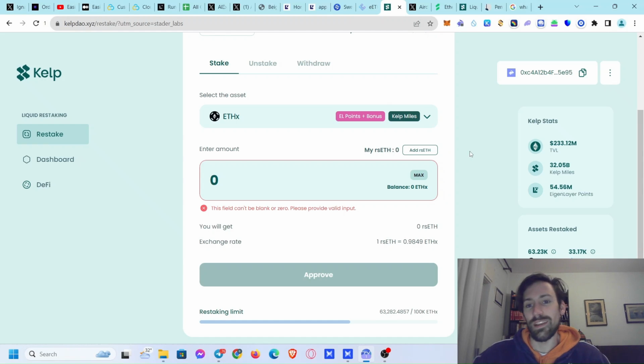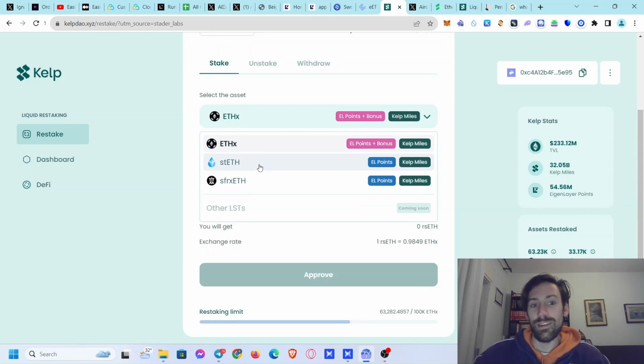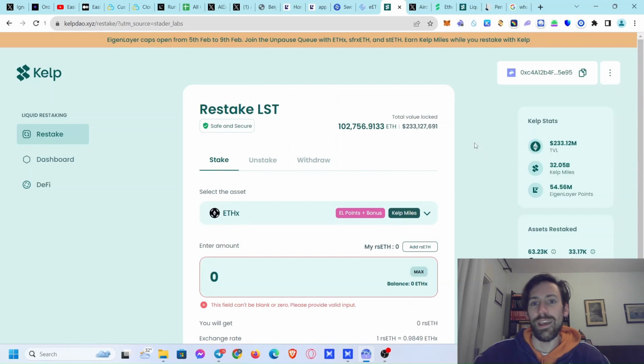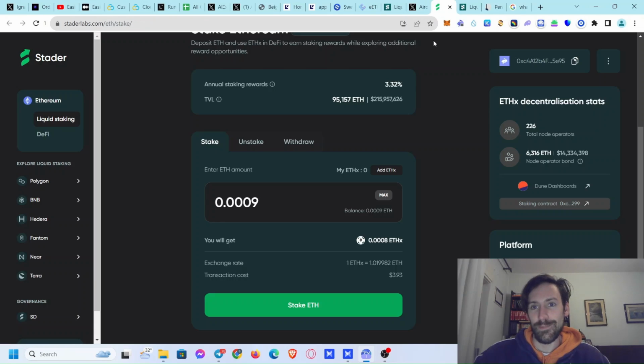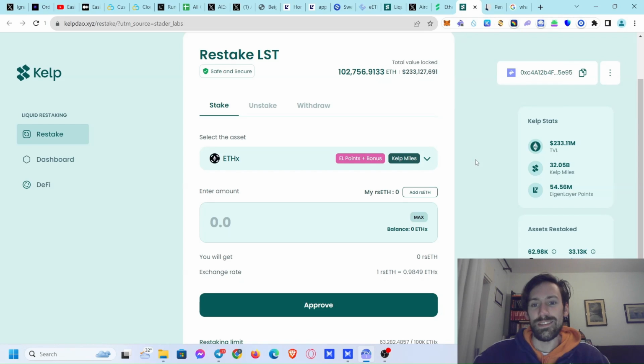If you're going to be utilizing Kelp DAO, you can deploy either staked ETH from Lido or Frax ETH, but I would highly recommend, since they have a promotion going on right now to get extra points from Kelp DAO, extra mileage, that you utilize the strategy explained here. First, deposit your ETH into Stader Labs and you would get ETHX, which you can already earn yield on. Next up, you would take this ETHX to Kelp DAO and restake it for extra yield in the form of restaked ETH, so-called RS ETH.